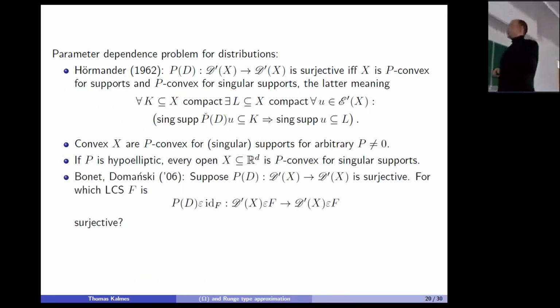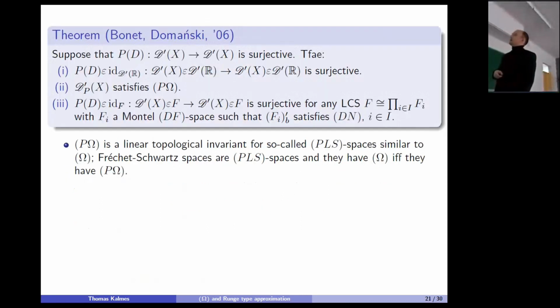And of course, one can ask the parameter dependence problem in the context of our partial differential operator on the space of distributions. This was thoroughly investigated by Bonet and Domański. This started in the seminal work in 2006, and they gave the following answer to this question in an abstract manner. So we have a surjective operator on the distributions. Then the epsilon product of this operator with the identity on D prime is surjective if and only if the kernel, the distributional kernel, satisfies a linear topological invariant P-omega.